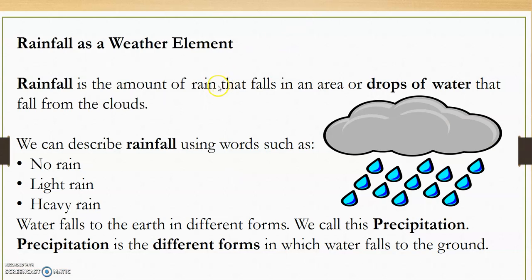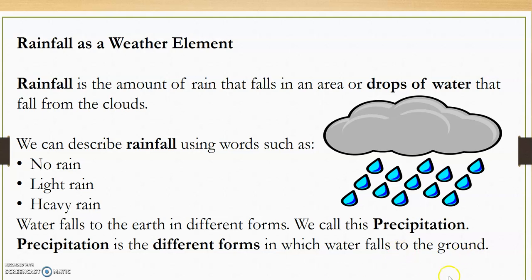Rainfall is the amount of rain that falls in an area, or drops of water that fall from the clouds. We can describe rainfall using the following words: no rain, light rain, heavy rain. Okay? Water falls to the earth in different forms. We call this precipitation. So precipitation is the different forms in which water falls to the ground. So rainfall is a form of precipitation.